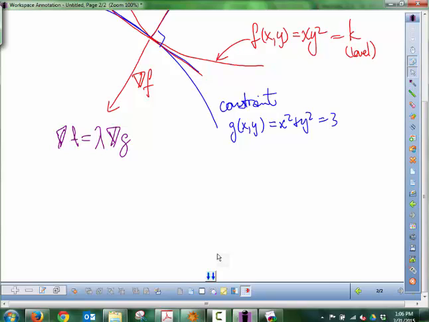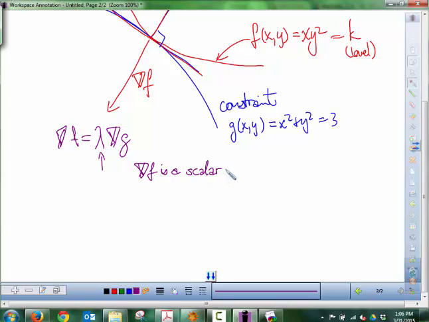Lambda is a Greek letter L that was named after Lagrange. And this is the lambda multiplier, or the Lagrange multiplier. So grad f is a scalar multiple of grad g, which means that they're collinear, pointing in the same or opposite direction. They're scalar multiples.